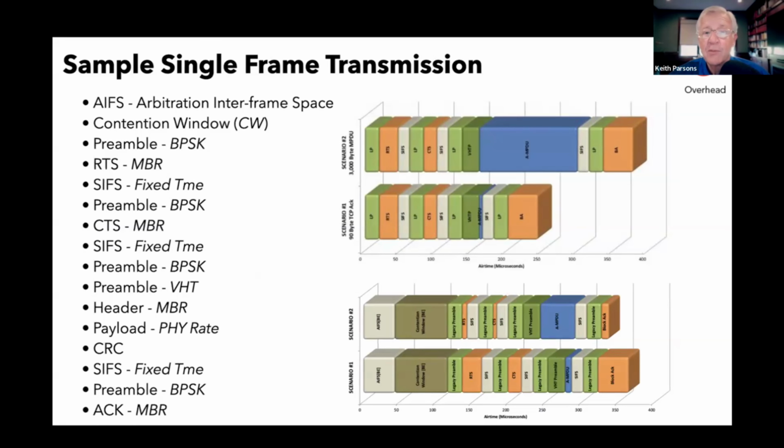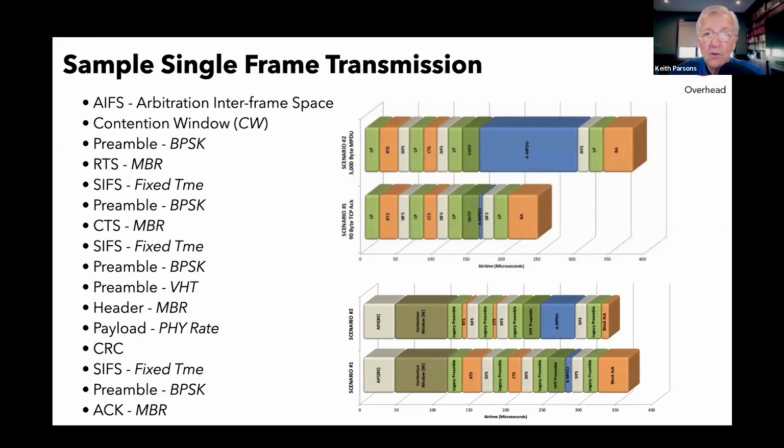So in order to transmit a frame, we're going to have an AIFS, this arbitration interframe space. It's the dead air. We're waiting for, is it my turn to talk? There's a little contention window of time to say, is anyone talking? No? Okay. Then I win that game. I'm going to send a preamble. The preamble is going to be formatted with the BPSK modulation. Then I'm going to send out an RTS, and the RTS is sent in the minimum basic rate.